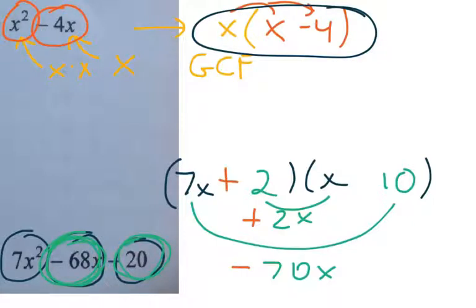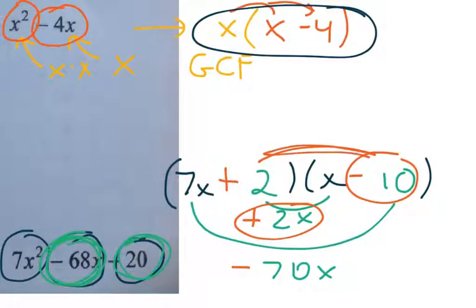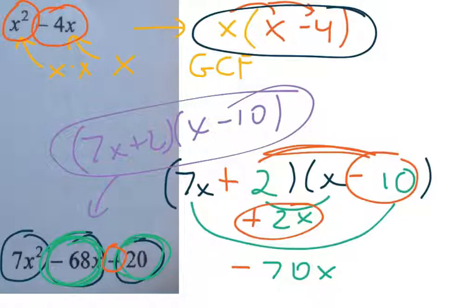So I'm just going to do a plus 2 to get my plus 2x. A minus 10 here times 7x is negative 70x. 2 times negative 10 as well is negative 20. Always got to make sure everything matches up, but everything does match up perfectly. So my resulting answer, of course, is just 7x plus 2 times x minus 10. That is the factored form of the original polynomial there. Pause the video if you need to.